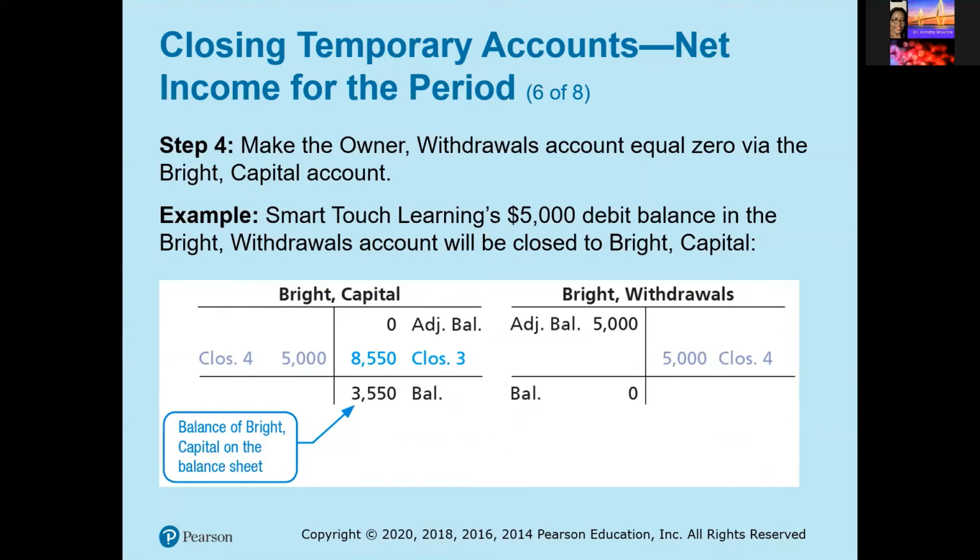Step 4 will involve making the owner withdrawals account equal 0. You make it equal 0 via the Bright Capital account. In this example, Smart Touch Learning's $5,000 debit balance in the Bright Withdrawals account will be closed to the Bright Capital. Here you see the Bright Withdrawals, the $5,000 is going to be closed via the Bright Capital.